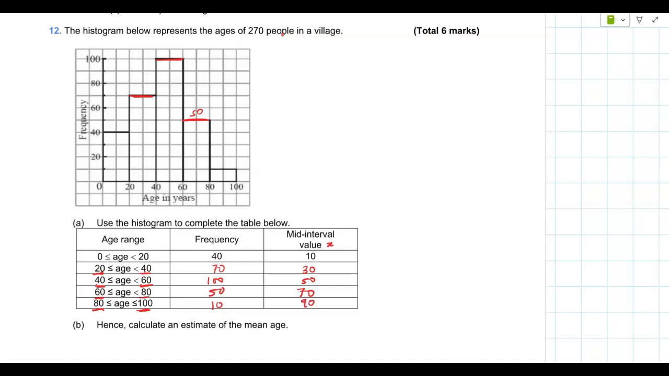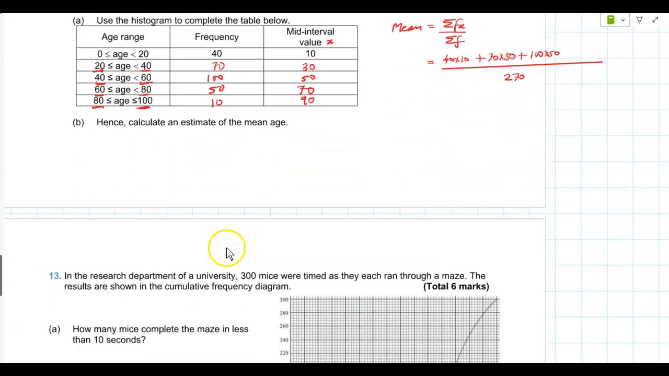So if it's without a calculator, how do you find the mean? You know the formula for mean? Sigma fx upon sigma f. So 40 into 10, correct? Plus 70 into 30, and so on, over 270. Basically, if they give you smaller numbers, they'll give it without a calculator. And that's how you find a mean. So whenever the class interval is given, you have to use the midpoint. From the histogram, you can get that. This test is only calculator.